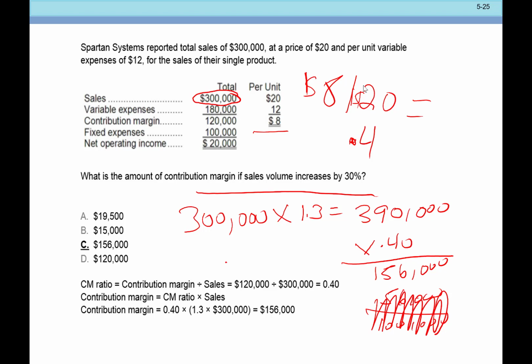So I have 390,000 of sales if I increase 30%. And so I take my contribution margin ratio of 0.4. If my sales increase 30%, my contribution margin will go up to 156,000.